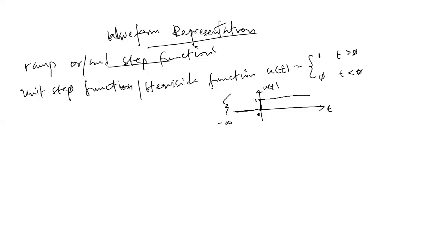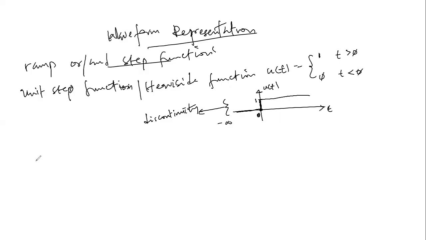Now, why that? You see that at point 0, the value would be either 0 or 1, because the value keeps increasing gradually. And as such, since the value is undefined at this point, we call it the point of discontinuity.